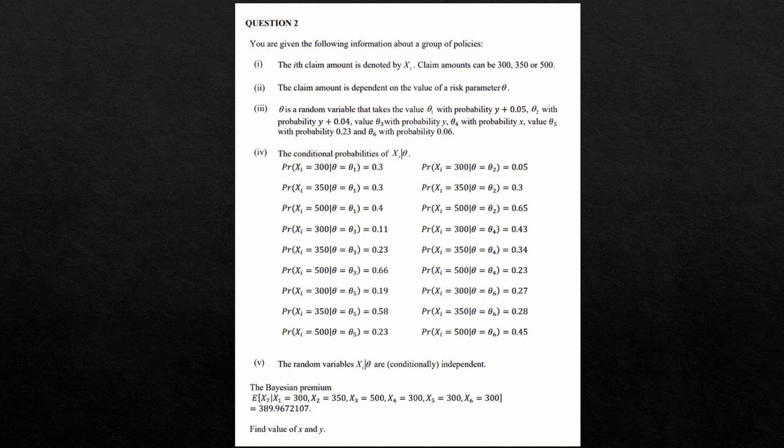And we are given the Bayesian premium equation, which is the expected value of the 7th claim given S1 equal to 300, S2 equal to 350, S3 equal to 500, S4 equal to 300, S5 equal to 300, S6 equal to 300, equal to 389.9672107. And they want us to find the x and y values.